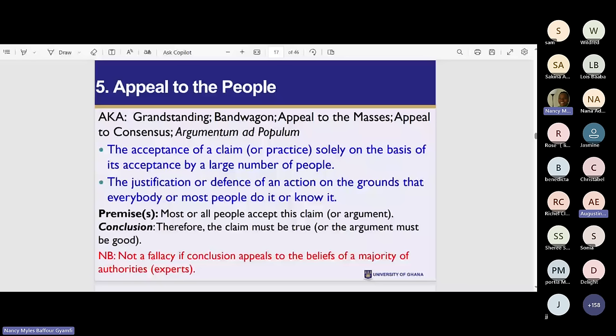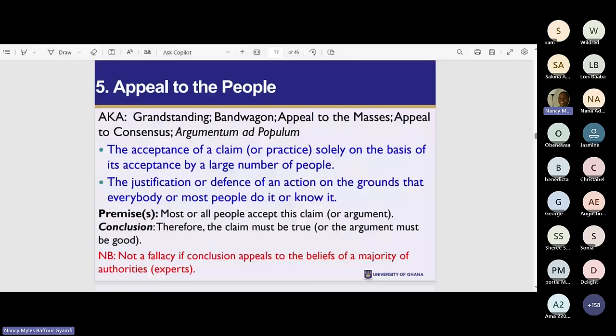The acceptance of a claim on the basis of its acceptance by a large number of people. By a large number of people. Let's finish it. Sorry, okay. The justification or defense of an action and defense that everybody or most people do is. Okay, thank you very much.